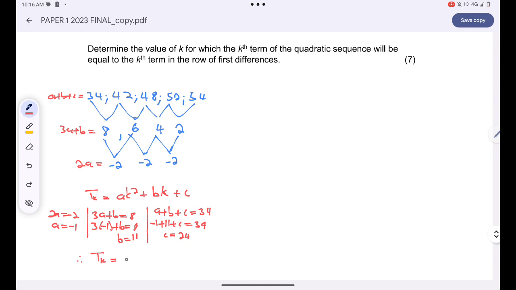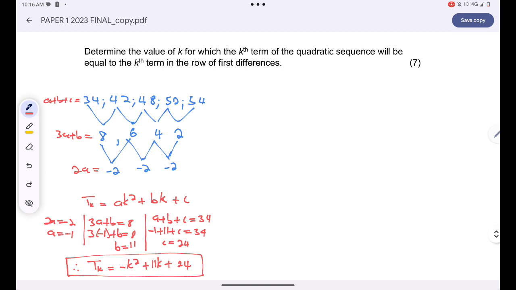So therefore, the kth term Tk is equal to negative k squared plus 11k plus 24. This represents the general term of my quadratic number pattern. Okay, let's go and find the general term of our arithmetic number pattern. It has a sequence of 8, 6, 4, and 2. The common difference over there is just negative 2.